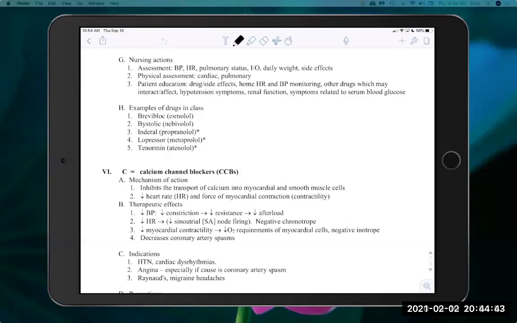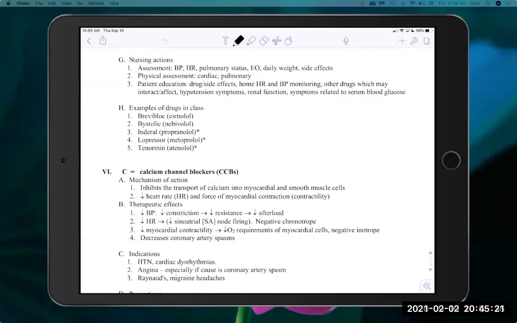Other drugs may interact, possibly causing hypotensive or even hypertensive symptoms if the medication is not working. Renal function, in terms of education, is just that the provider might order to check their renal function every so often. It's not like they need to know what normal renal function values are. And then symptoms related to serum blood glucose. So remember, it might blunt the effects, so if they were to be hypoglycemic, they might not know it or have the same symptoms, because that effect is actually blunted.